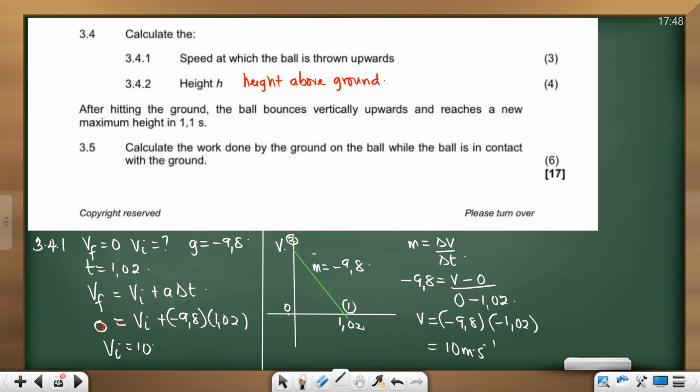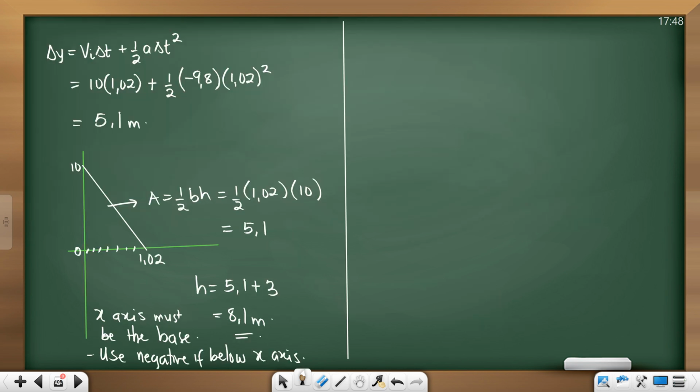What is the next question? After hitting the ground, the ball bounces vertically upwards and reaches a new maximum height of 1,1. Let's try to draw this quickly. I like to always create an image. That's what I have. 3. 1,1. All right, diagram not drawn to scale. It reaches that maximum height.